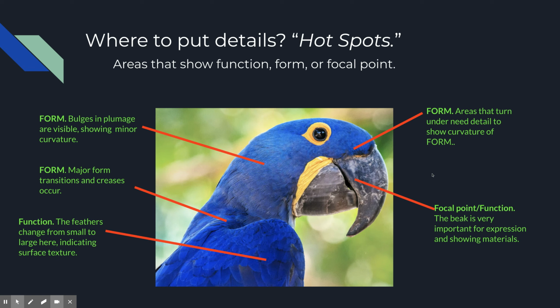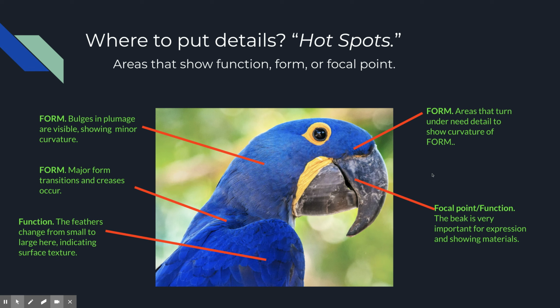So the other one is, where do you put details? How do you know where they go? And we touched on this in the earlier video, but I call them hotspots. And that would be, in further detail, areas that show 3 things. Areas that show function, how something works. Areas that show form, what the form's doing in 3D space, and then areas that are a focal point. Those 3 areas are where you want to target your details.